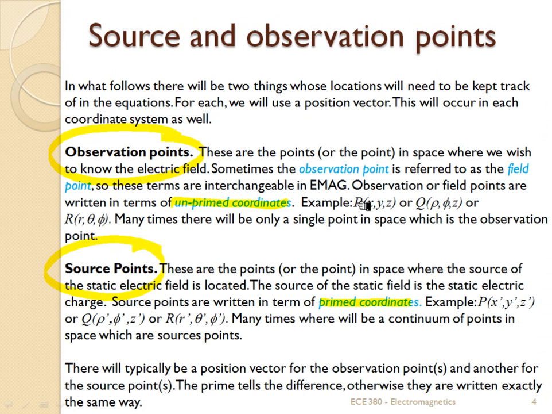So if you look at the expression here, a point (x, y, z) without the prime would be a place where we want to evaluate the field, and a point where we have x prime, y prime, and z prime would be a point where we would have a source. And so we're going to use these position vectors in the equations for the electric field in order to specify where the sources are and where the observation points are.